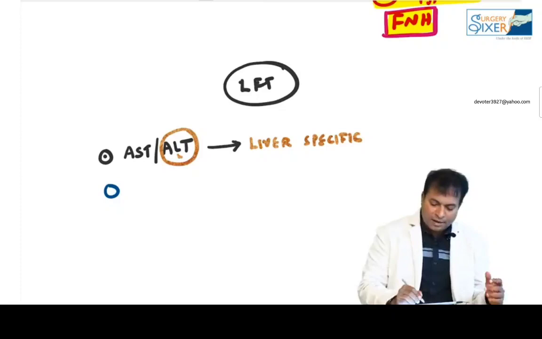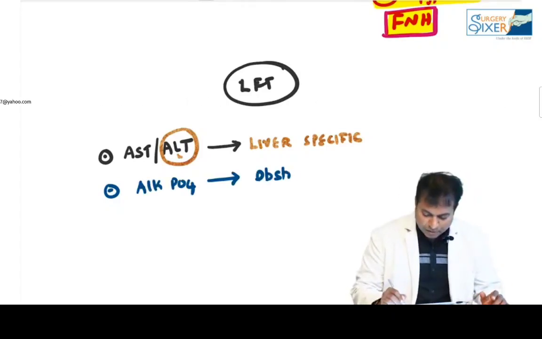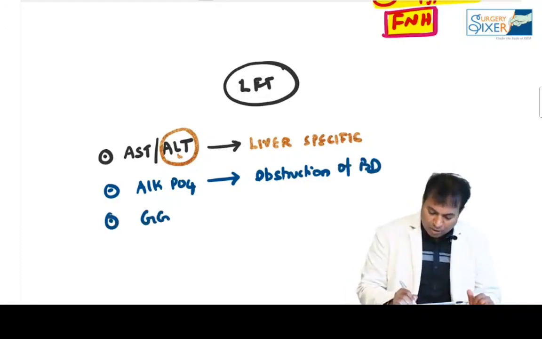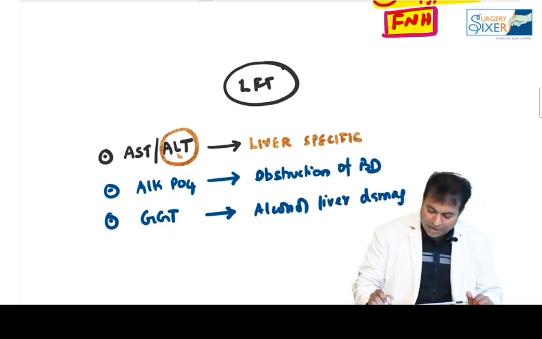And what are the other liver function tests? Alkaline phosphatase is an indicator of obstruction of the bile duct. So these are all direct one-liners from Sebastian. Obstruction of the bile duct will cause increased alkaline phosphatase. Gamma glutamyl transferase is an indicator of alcohol-induced liver damage. Alcohol-induced liver damage will have increased gamma glutamyl transferase.